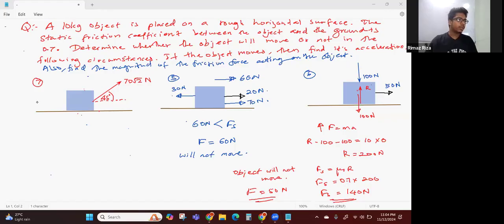So first I can resolve this vector into two perpendicular directions. One is 70 root 2 cos 45, and the other one is 70 root 2 sine 45. Therefore, first I can find the normal reaction force in the vertical direction. The other forces are the weight mg downward, and the normal reaction force R vertically upward.